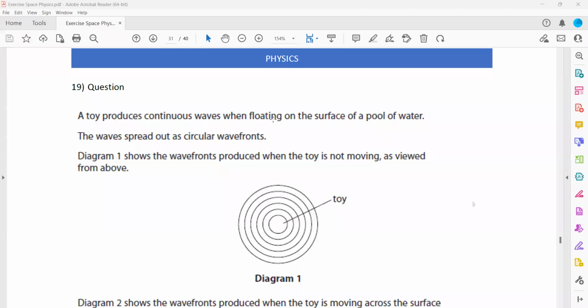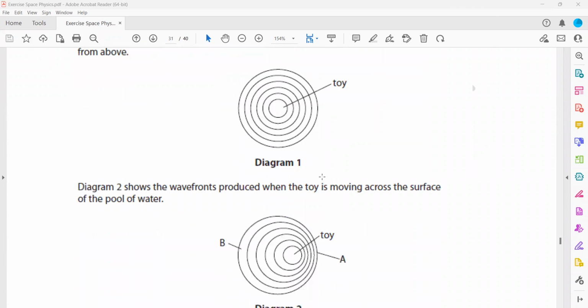So this is question 19 from space physics. A toy produces a continuous wave when floating on the surface of a pool of water. The waves spread out in a circular wave pattern. The diagram shows the wavefront produced when the toy is not moving and it is viewed from the top.